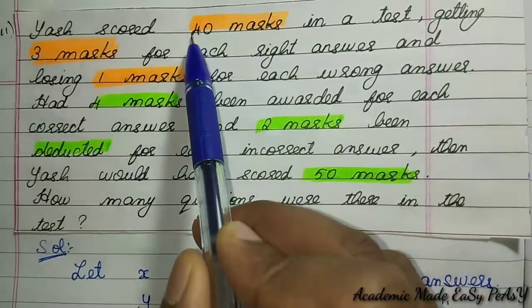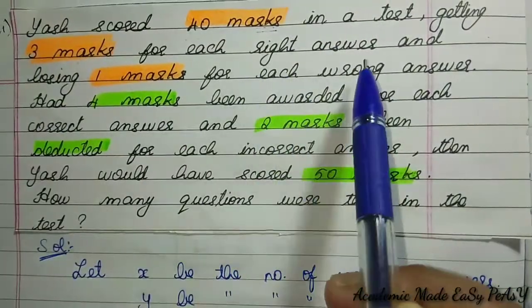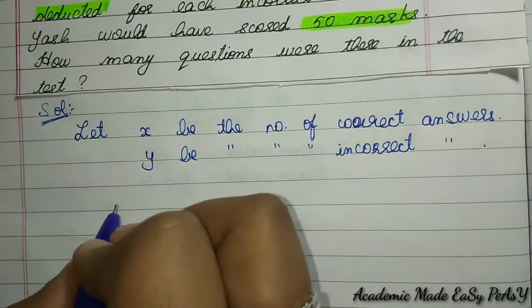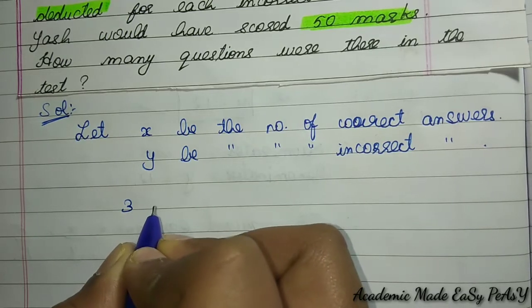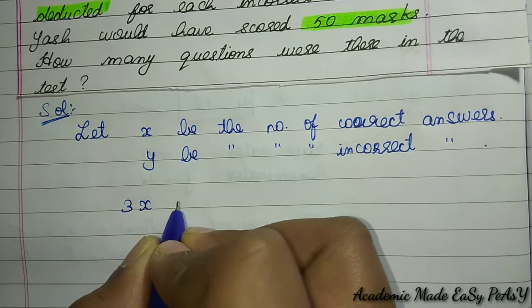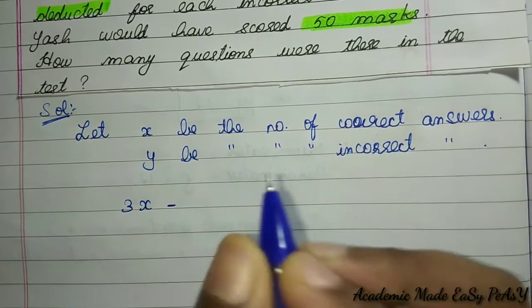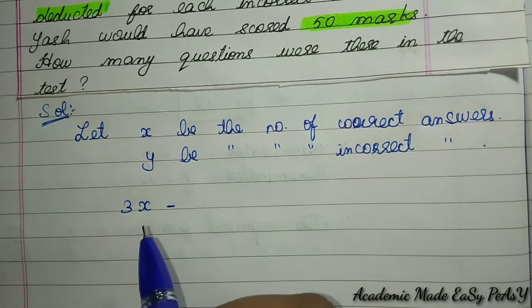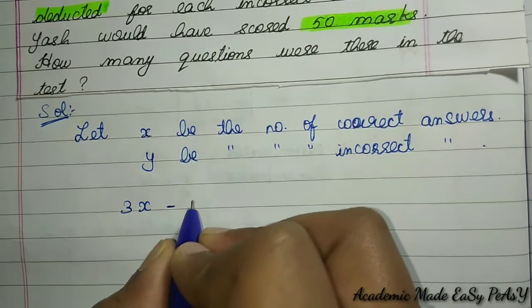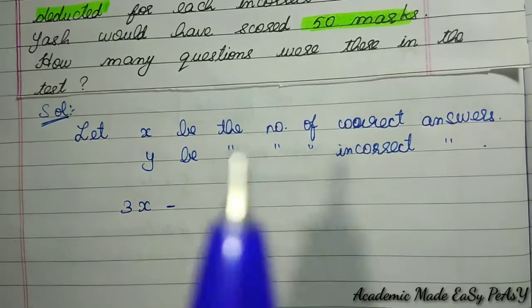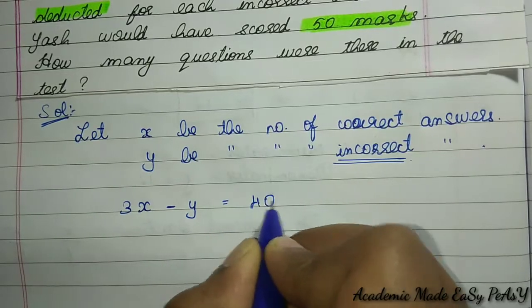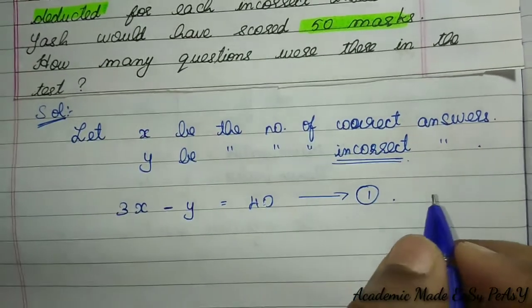Okay, so now let us start forming the equation. So 40 marks is the total, getting 3 marks for each right answer and losing 1 mark for each wrong answer. So 3 marks for how many questions? We don't know. So the correct answers are x. So 3 into x, minus the deducted marks, subtracting for the incorrect answers. So 1 mark is deducted for each wrong answer, and the wrong answers are y. So 3x minus y is equal to 40. Let this be equation 1.